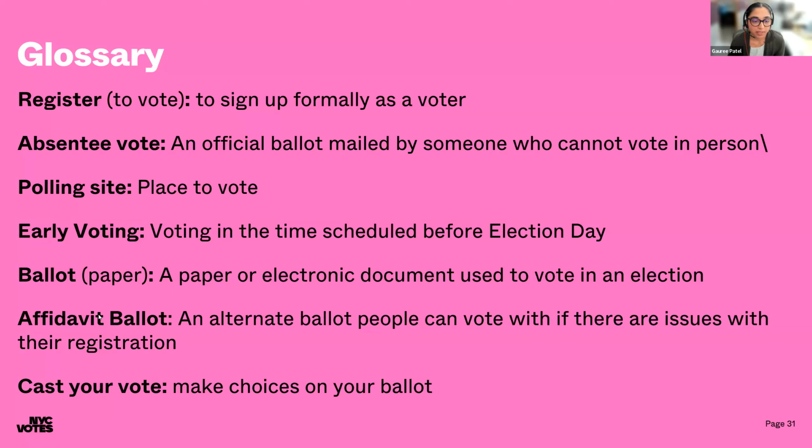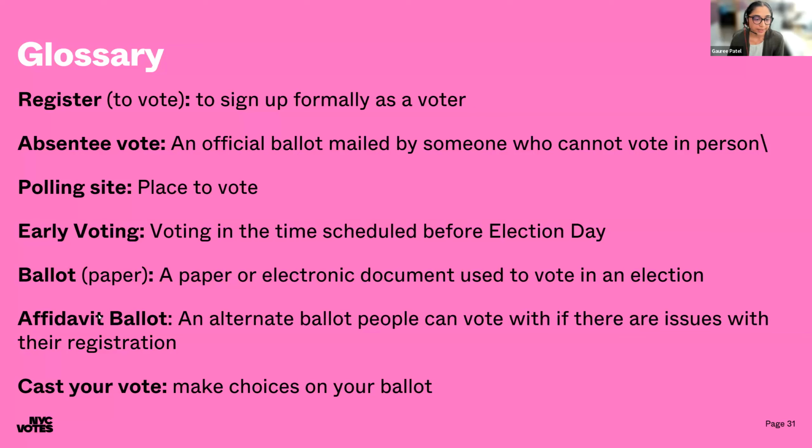Polling site is a place to vote. Early voting is a voting time scheduled before Election Day. New York City has early voting starting on June 17th, so we'll talk about that opportunity. A ballot is the piece of paper or electronic document that we're using to cast our vote on.